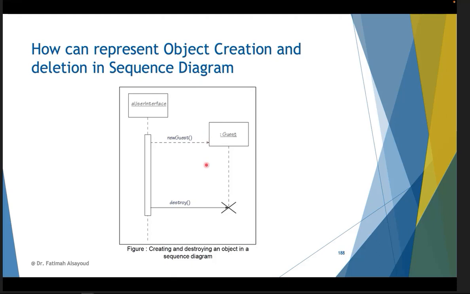Then, in another scenario, you may need to destroy an object. We need to delete this object for any reason, so we need to destroy it. How do we destroy? We have a message to destroy, and then we have an ellipse.